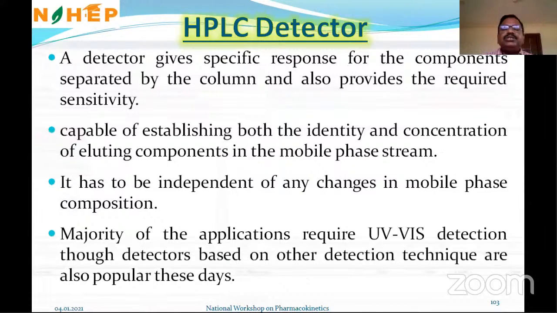Coming to the detector, this is the last and important component of the HPLC. The detector gives a specific response for the components separated by the column, and also provides the required sensitivity. It is capable of establishing both the identity and concentration of eluting components in the mobile phase stream. It has to be independent of any changes in the mobile phase composition, and the majority of applications require UV visible detection, though detectors based on other detection techniques are also popular these days. So mainly we use a UV visible detector.